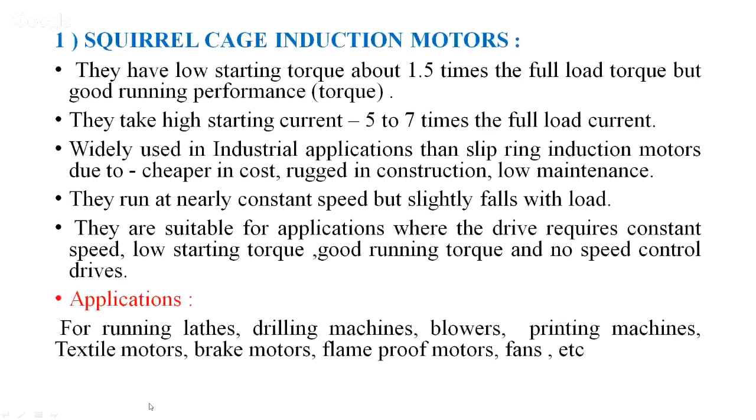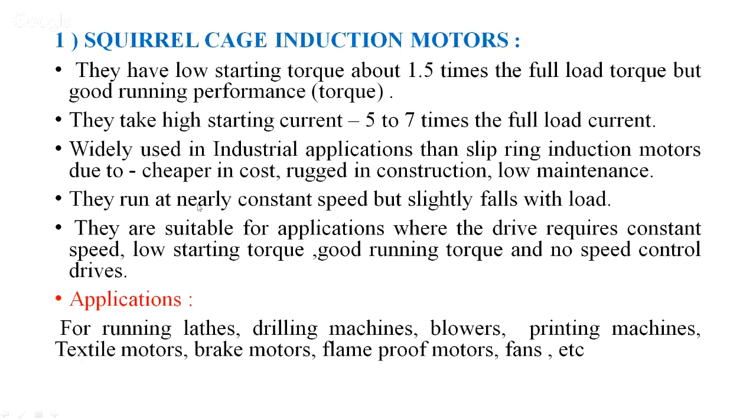Squirrel cage induction motor. Now they have the following characteristics. They have low starting torque, about 1.5 times the full load torque, but it has very good running performance. It takes very high current, about 5 to 7 times that of the full load current. It is widely used for industrial applications when compared to slip ring induction motors. It is cheaper in cost, rugged in construction, and requires low maintenance.